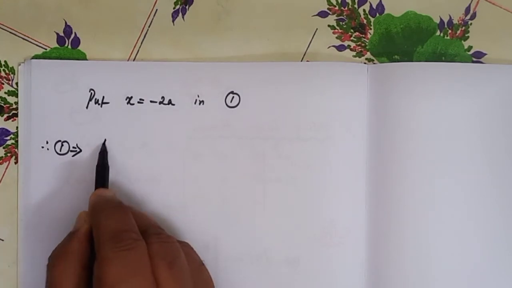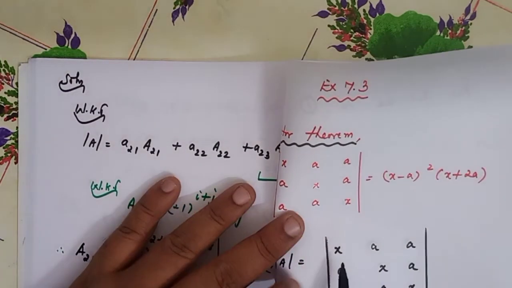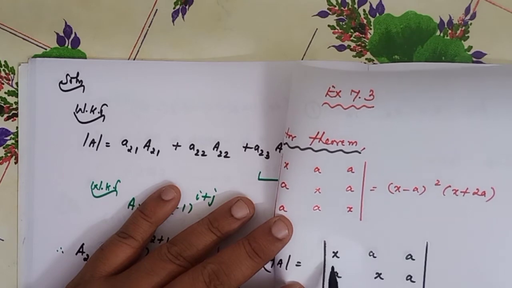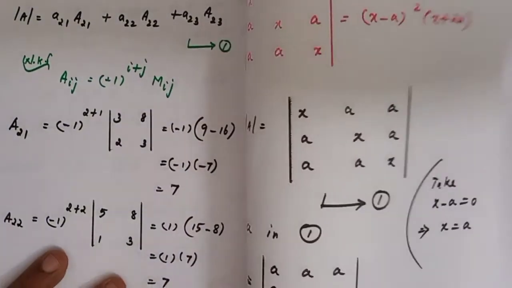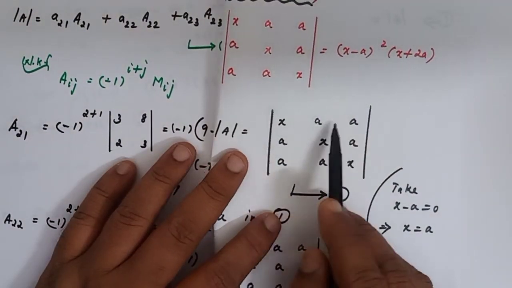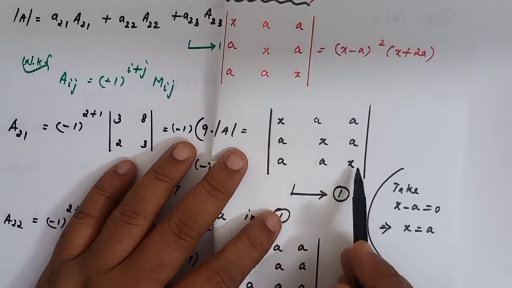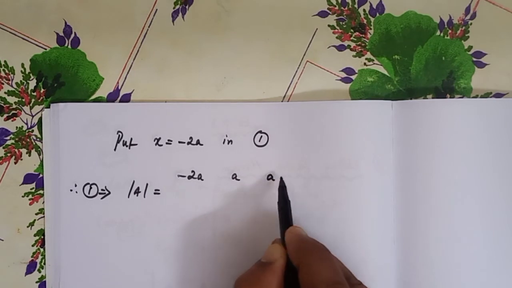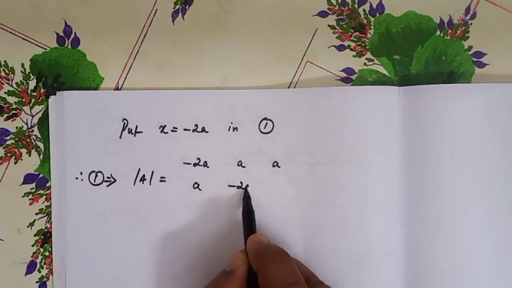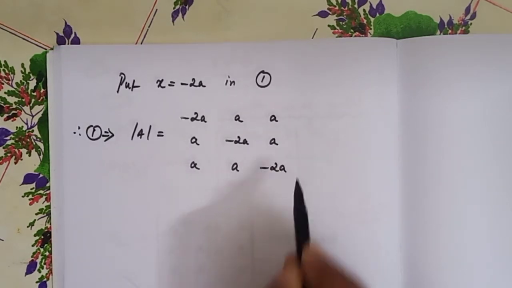Therefore, 1 implies determinant of A is equal to, look at that, x can be replaced by minus 2a. Minus 2a, a, a; a, minus 2a, a; a, a, minus 2a. Just you have to replace x by minus 2a.